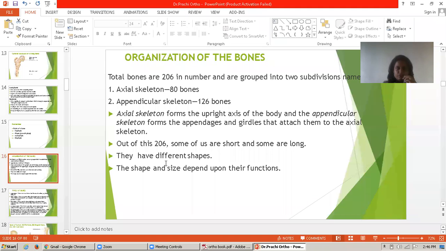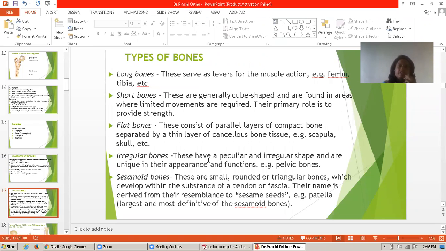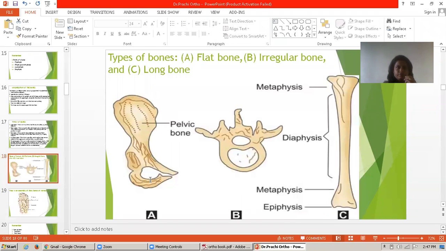Then the organization of the bone. So there are a total of 208 bones in our body, with 80 bones in the axial skeleton and the appendicular skeleton containing 126 bones. So in that there are many types of bone, that are long bone, short bone, flat bone, irregular bone and the sesamoid bone.